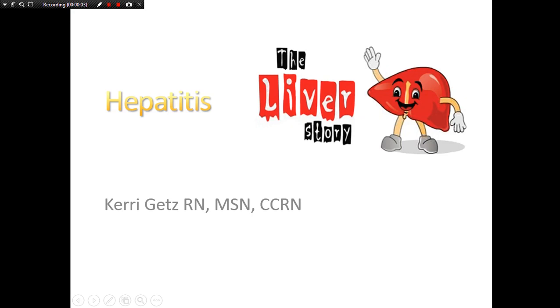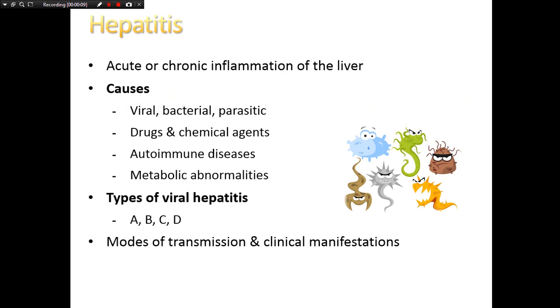All right, let's talk about hepatitis from chapter 44 in Lewis. Hepatitis can be an acute or chronic inflammation of the liver, and depending on the type of hepatitis, and we're going to talk about A, B, C, and D, there are different modes of transmission and different clinical manifestations. What we're going to focus on is viral hepatitis, but there are other causes: parasitic, related to drugs, alcohol, chemical agents, autoimmune diseases, and metabolic abnormalities.